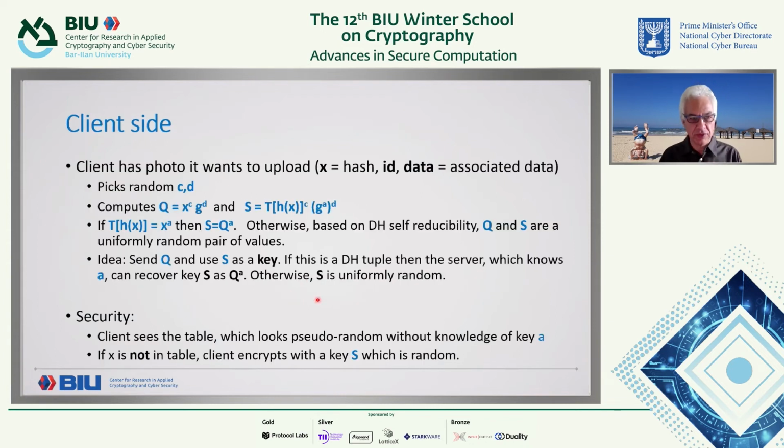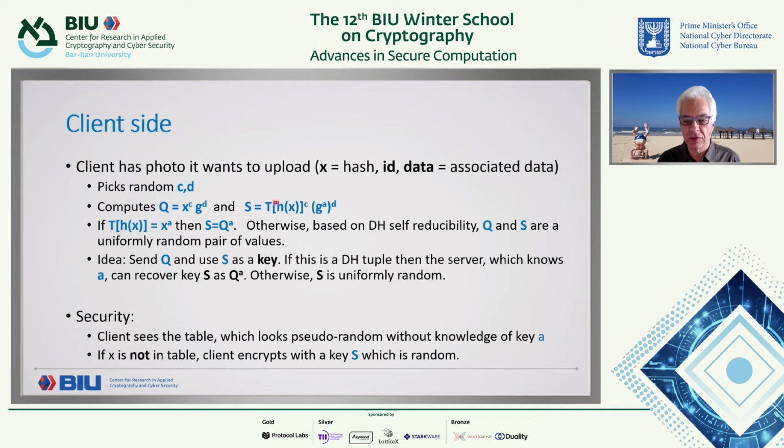So what happens on the client side? This is the most important thing. The client has a photo. It computes the hash of the photo, this PhotoDNA hash. It has the ID of the photo, and it also has some associated data, which is a low resolution version of the photo. It picks random C and D, and it computes Q, which is hash of photo X to the power of C, times g to the power of D. And S is what you have in the table that you received from Apple for the location of that photo, raised to the power of C, and g^A that you also received from Apple raised to the power of D.